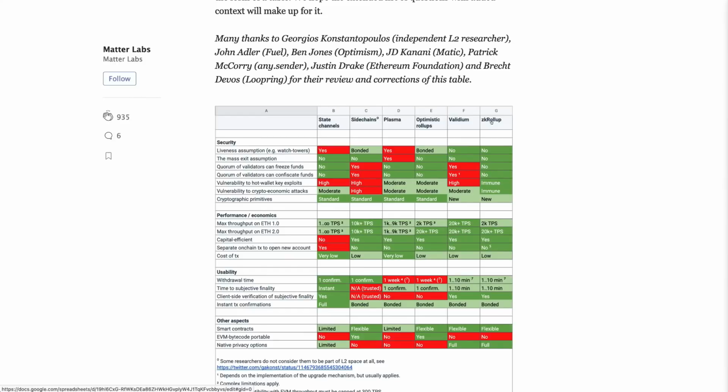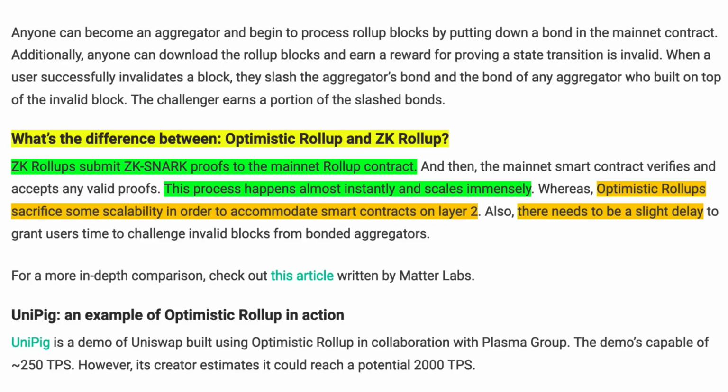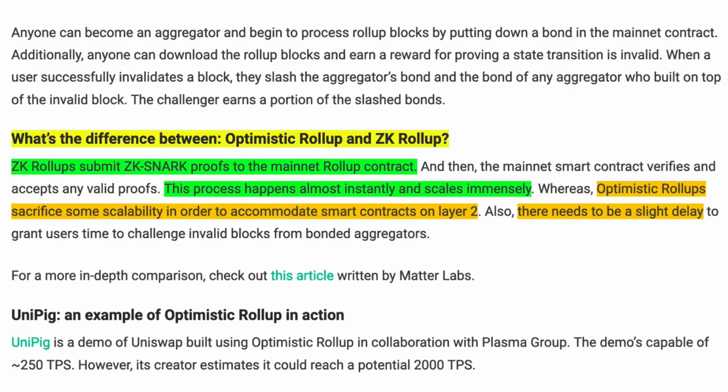So what Vitalik Buterin is referring to is rollups. In other words, optimistic rollups and ZK rollups. Now, very briefly, what is the difference between these two? Well, ZK rollups, according to this article by ethgasstation.info, what is the difference between optimistic rollup and ZK rollup? Well, ZK rollups submit ZK snark proofs to the mainnet rollup contract. Guys, I don't know what a ZK snark proof is. I don't know what a rollup contract is exactly. I'm personally still learning about this. But the point here is that this process happens almost instantly and scales immensely. Optimistic rollups sacrifice some scalability in order to accommodate smart contracts on layer 2. There needs to be a slight delay for this to happen.